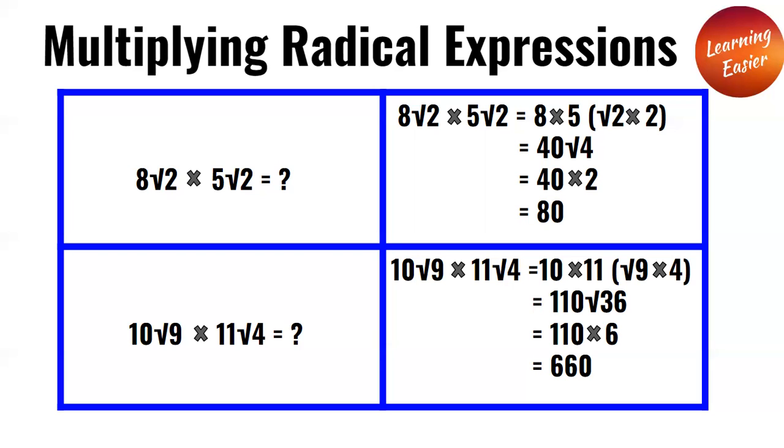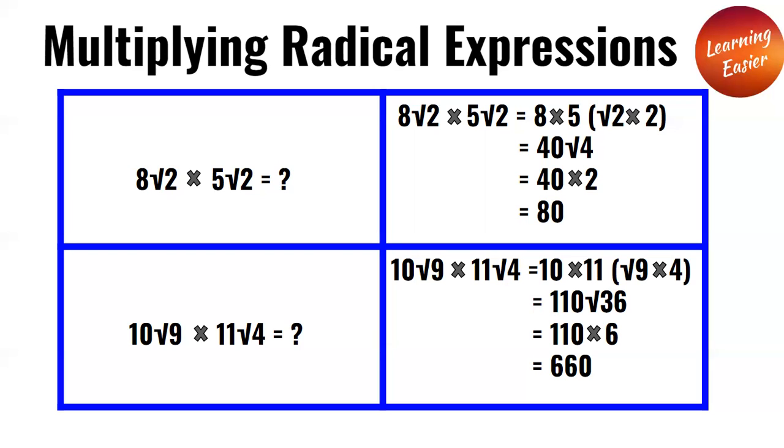10 square root of 9 times 11 square root of 4. So there are two ways for doing this problem. You could just multiply the radicand and the number outside the radical and then simplify them using multiplication, or you could just simplify the square root of 9 and the square root of 4 into 3 and 2 respectively, and then multiply it by 10 and 11 respectively. We did it the first way.